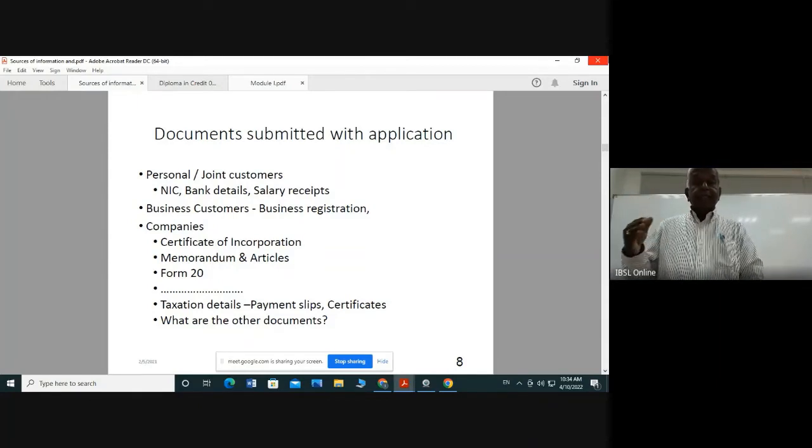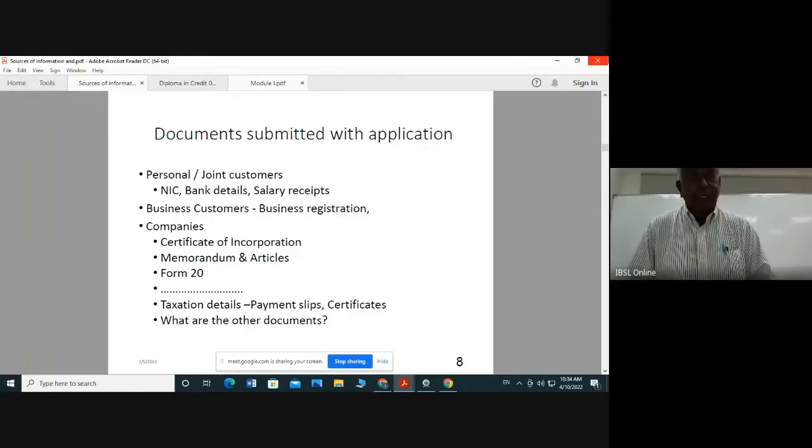And then there is another one. What is the other one? I want the answer from you. A very important one. You should know, in the case of companies, when they are applying for a loan facility, they have to give one important document. What is that?